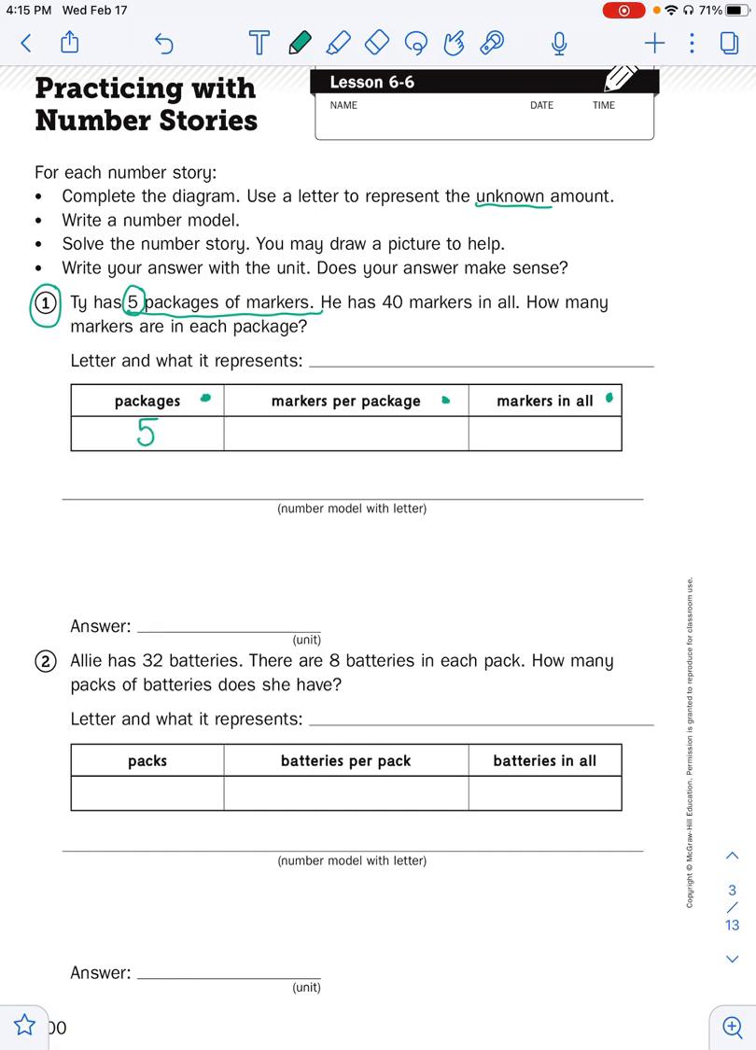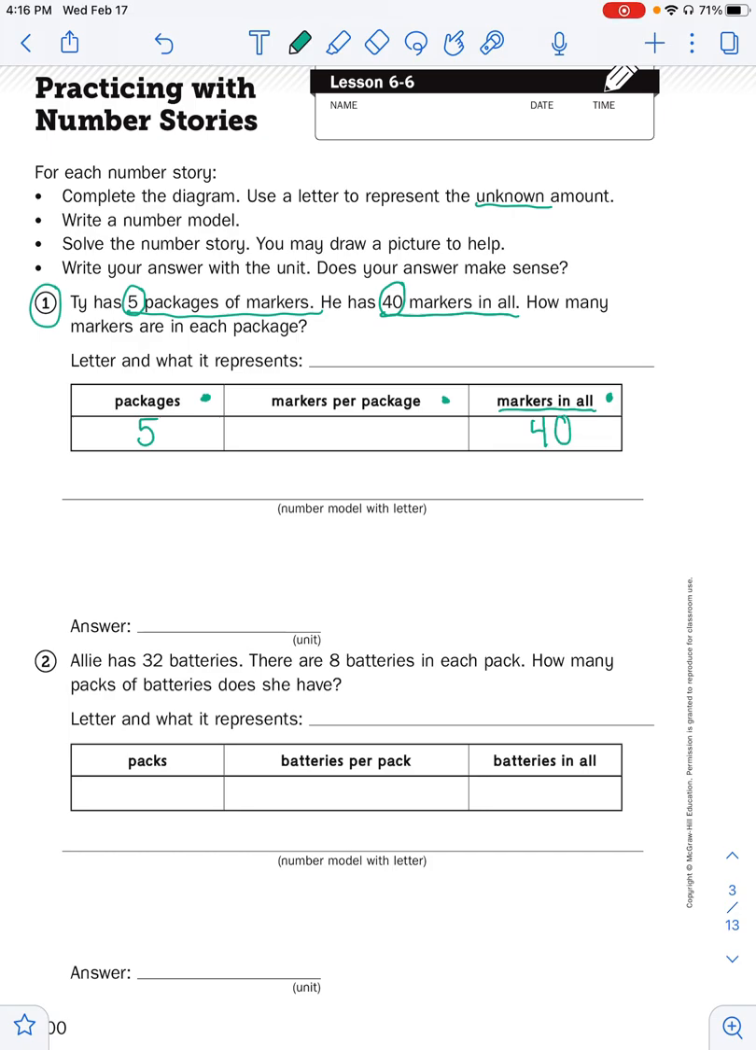Next thing I see is that there are 40 markers in all. What does that 40 mean? Well, I see right here that it says markers in all. That's the same thing as total or the whole amount. So I know that I can put the 40 right here because it matches what it says in the number story. The only box that's blank, that is what I'm solving for. That is the part that I do not know.